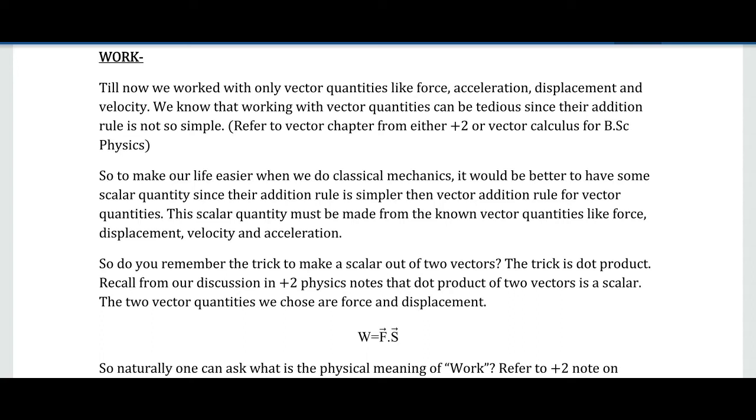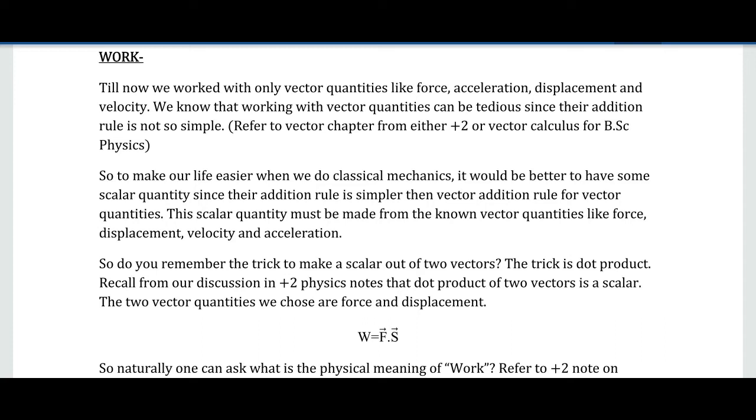As I've already told you in the +2 notes, scalar quantities add just like numbers. If you have an object of mass 1 kg and an object of mass 2 kg, and you add them, you get 3 kg. You don't have to do any big mathematics, you just add them like numbers. But vectors are different quantities. You cannot add vectors just like numbers. There is a particular vector addition rule that decides how vectors add, and it comes from geometry.